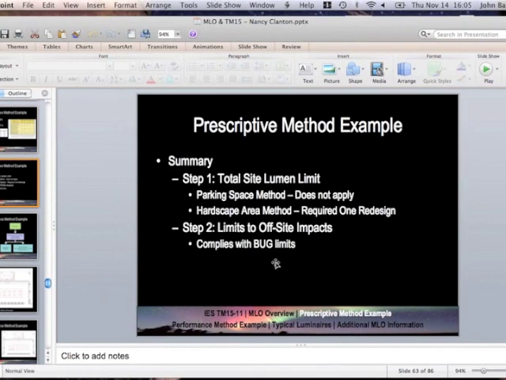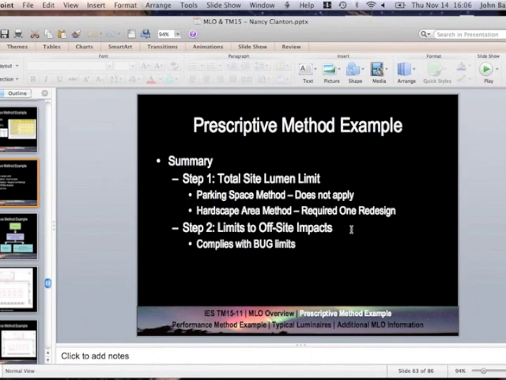So in summary, we've looked at how much light is on it, and because we're over 10 parking spaces, we are required to go to the hardscape area method. It only required one redesign, which means we had to lower the lumen rating of a particular luminaire type. We did look at the offsite impacts, and yes, the way that they were located and their distance from the property lines, they all complied with the BUG limits.